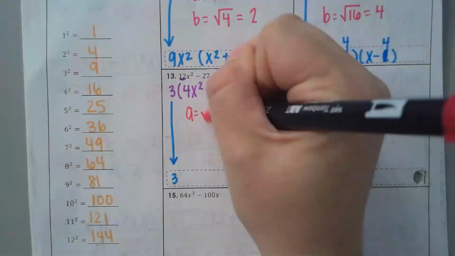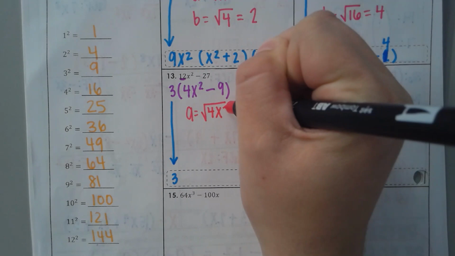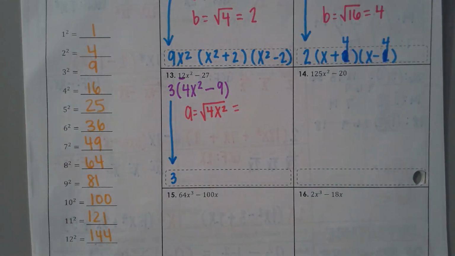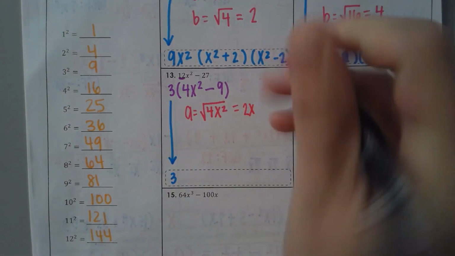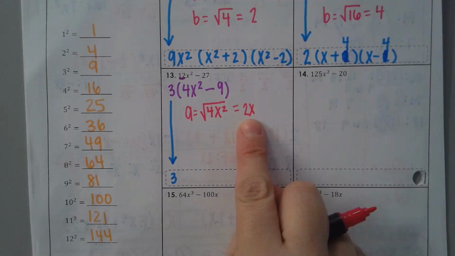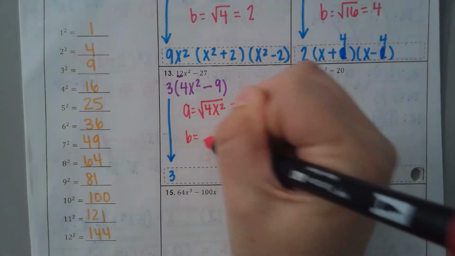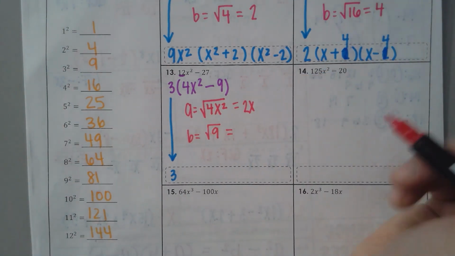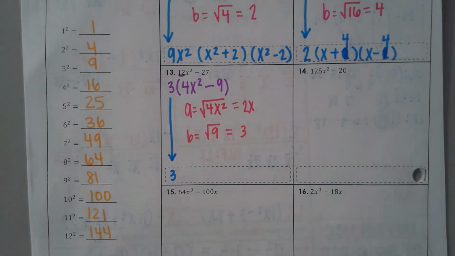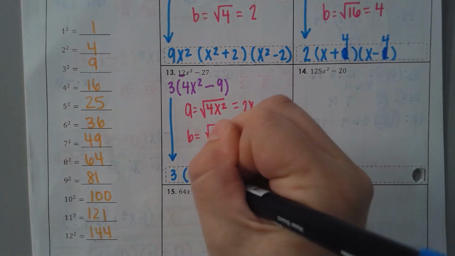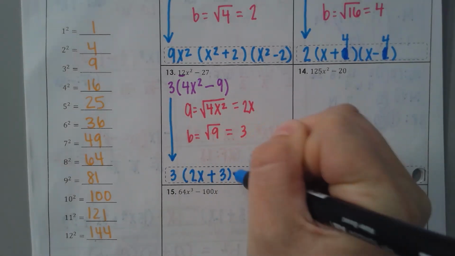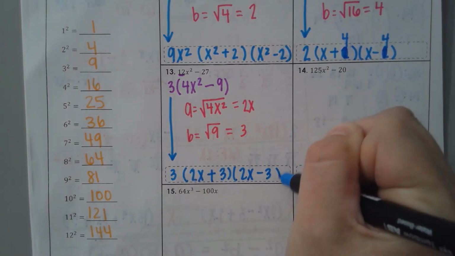Alright, so then for my a, I take the square root of 4x squared. And you just take the square root of both of those, the 4 and the x squared separately. So what's the square root of 4? 2. And the square root of x squared? X. We get 2x. And my b is the square root of 9, which is 3. So in my answer, I'm going to have 2x plus 3 and 2x minus 3.